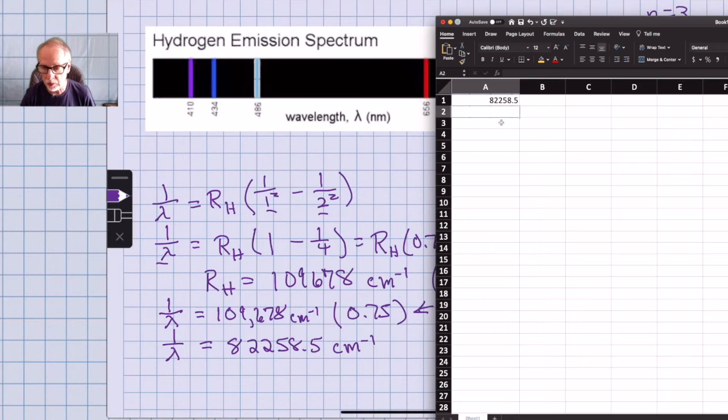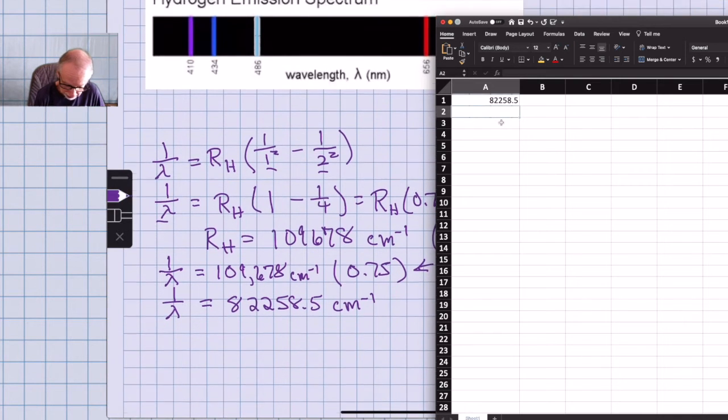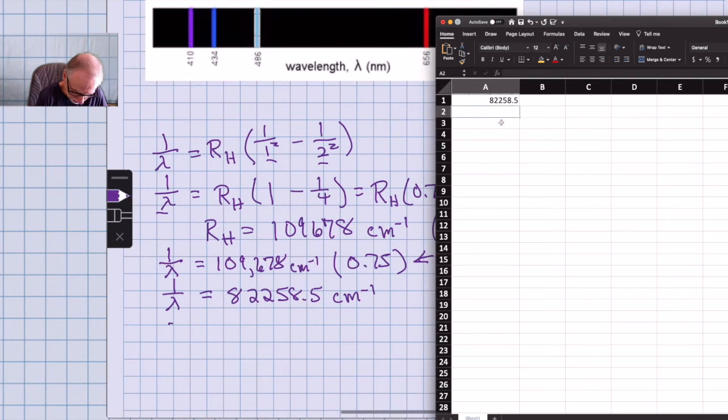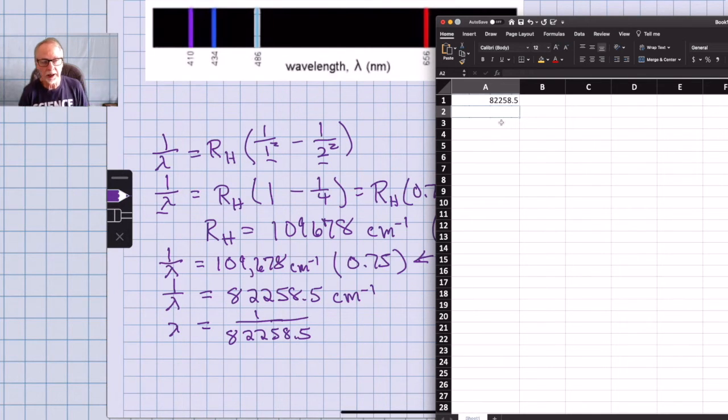The question is, what is the wavelength? How do we get the wavelength? Well, to get the wavelength, we're just going to take the reciprocal of both sides of the equation. So our wavelength is 1 over that. And again, you can do that in your calculator.